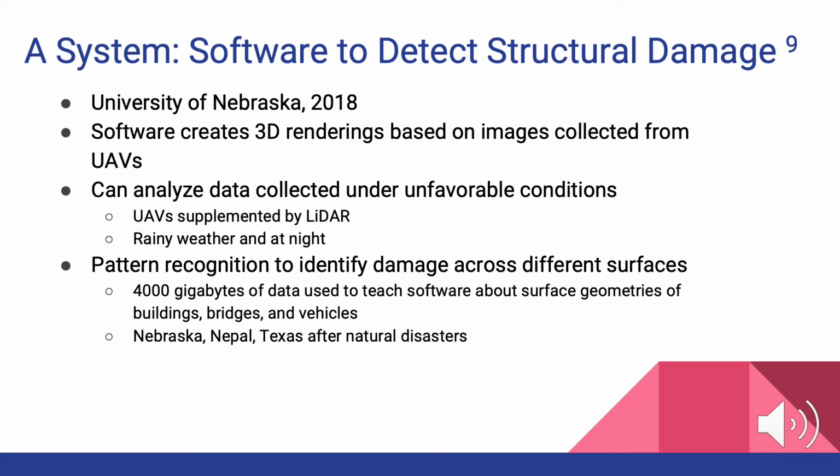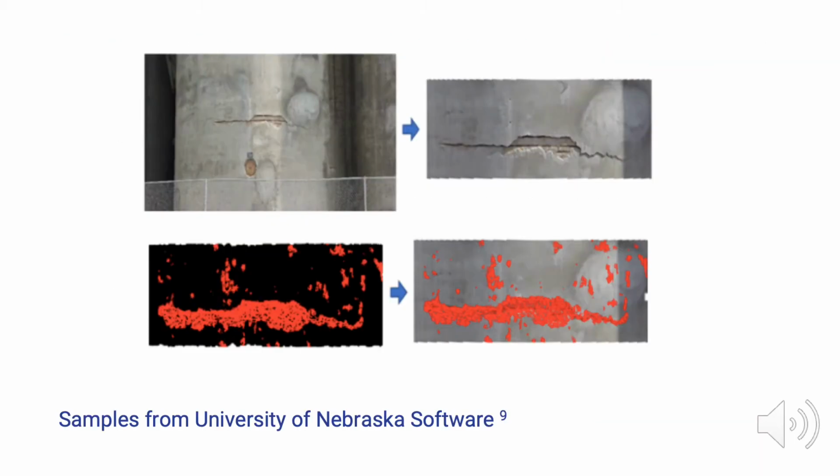And what makes the software really interesting is that it has an extensive range of abilities to recognize patterns. So it doesn't just do structures, it can do vehicles and bridges, and it also knows about a lot of structures. That goes from temples in Nepal to just regular office buildings in Nebraska and Texas, and it's continually being updated. Just to get it started, it took 4,000 gigabytes of data. These are just a few examples of photos that were used when building up the software.